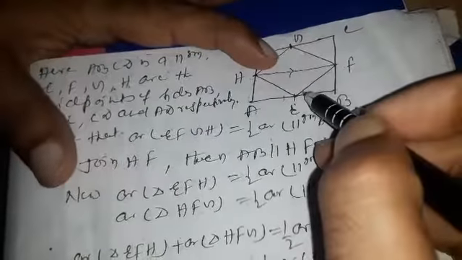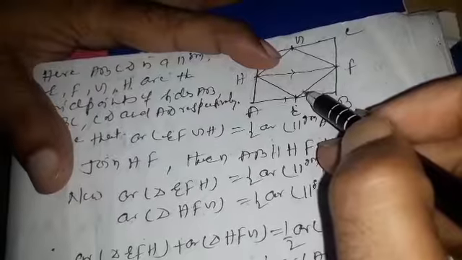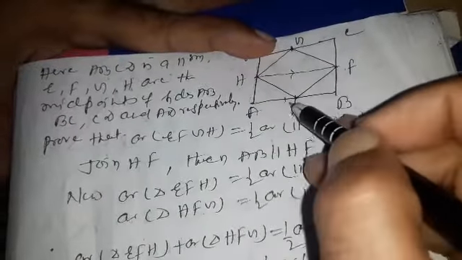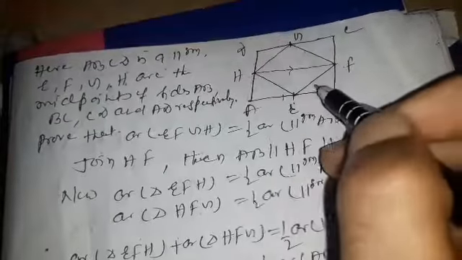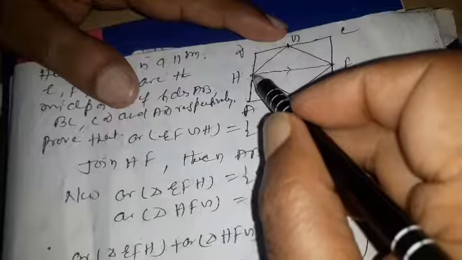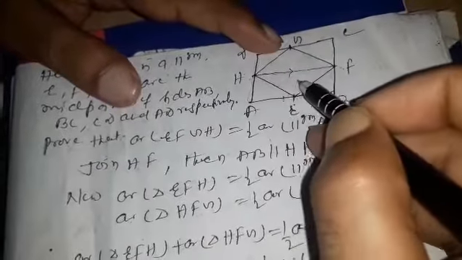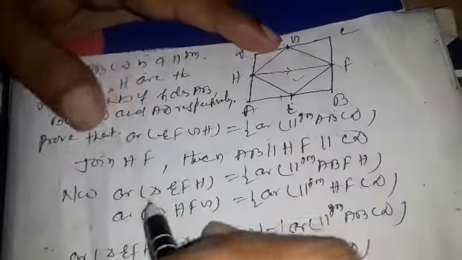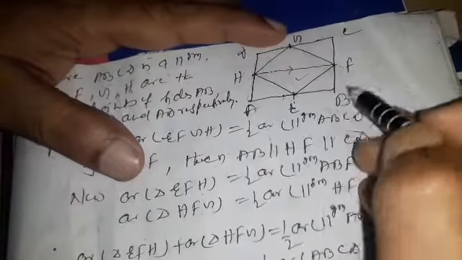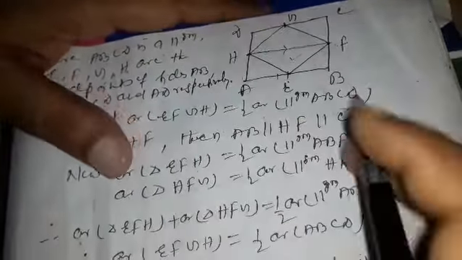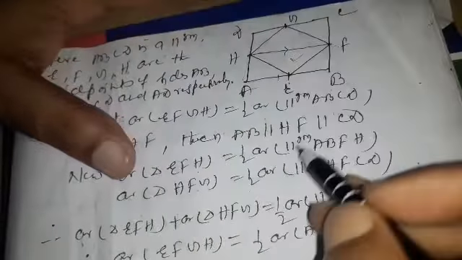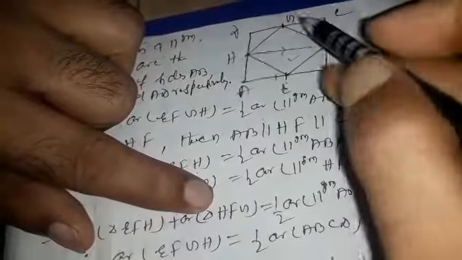This is because we know that if a triangle and a parallelogram are on the same base and between the same parallels, then the area of the triangle is half the area of the parallelogram. Here ABFH is a parallelogram and EFH is a triangle on the same base HF. So the area of this triangle is half the area of the parallelogram. So area of EFH is half the area of parallelogram ABFH. Similarly, area of triangle GHF is equal to half the area of parallelogram HFCD.